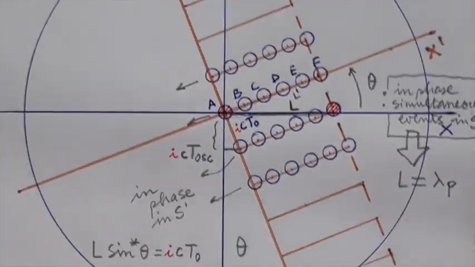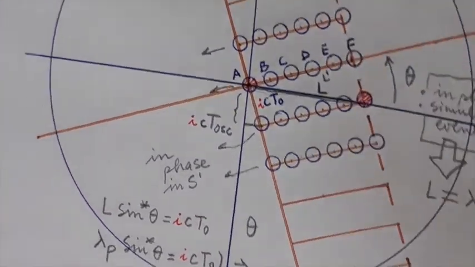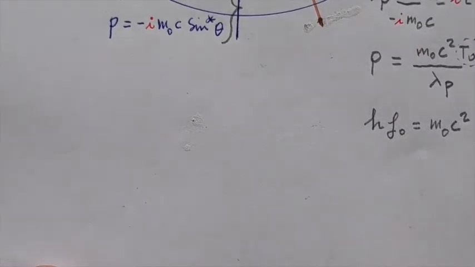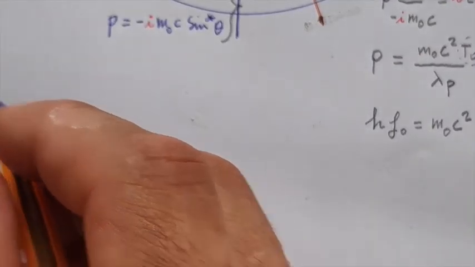Let us now derive the Planck-Einstein relation. The frequency of the phase wave is the phase velocity over the phase wavelength we have just found.